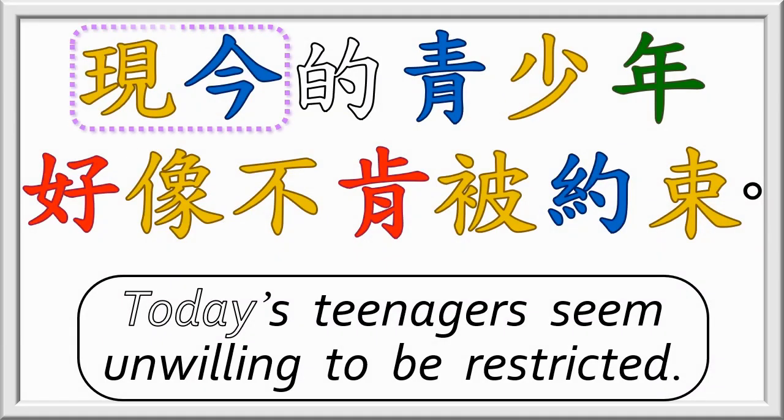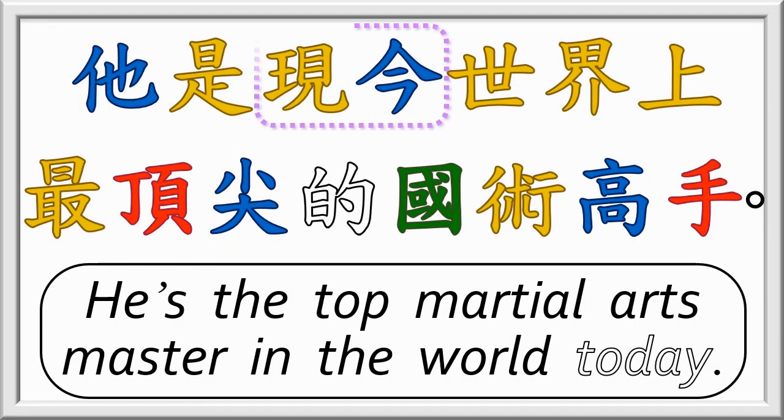现今的青少年好像不肯被约束. Today's teenagers seem unwilling to be restricted. 他是现今世界上最顶尖的国术高手. He's the top martial arts master in the world today.